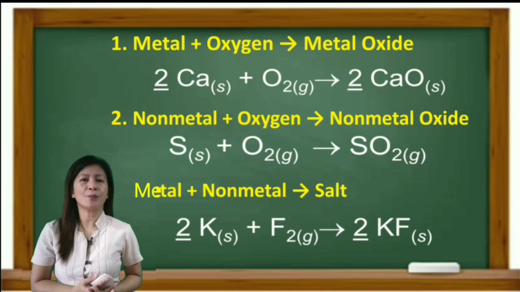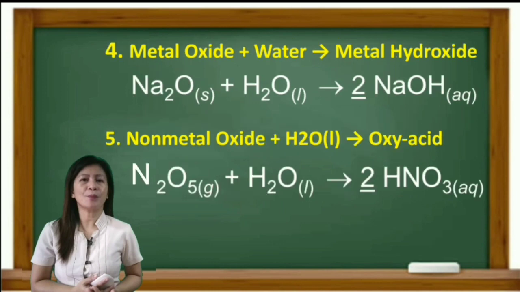In writing their chemical formula, you again apply the crisscross method because it is a combination of positive and negative ions. So putting coefficient 2 in front of potassium and 2 in front of the formula of the product potassium fluoride will again balance the equation. To read the reaction again, 2 moles of metallic potassium combines with 1 mole of fluorine gas to form 2 moles of potassium fluoride. Another example is metal oxide plus water.